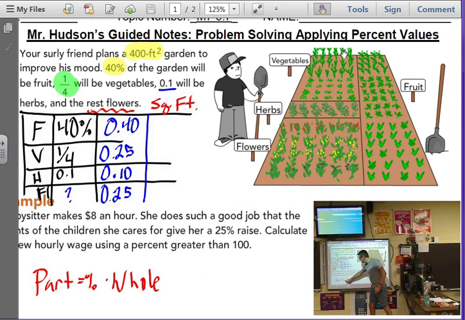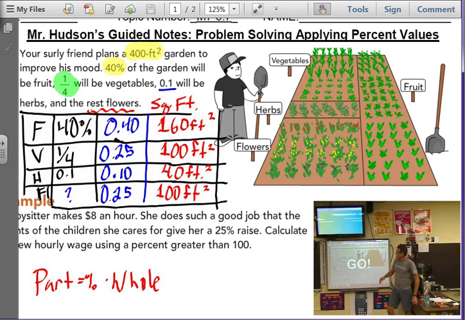And hopefully you can see that. If not, I'll drag that there so that the other screen is not blocking that. So for each of these, take your decimal form of your percent and then multiply by the whole value, which is 400 square feet. So when we reason through this, hopefully you're able to calculate this.